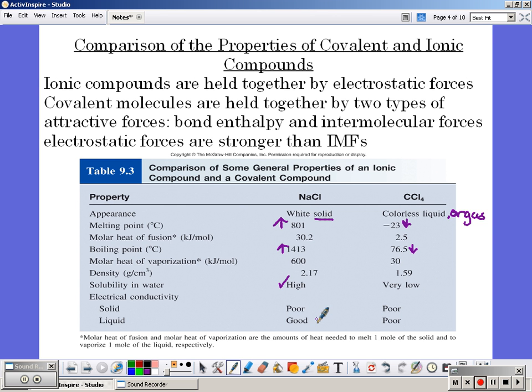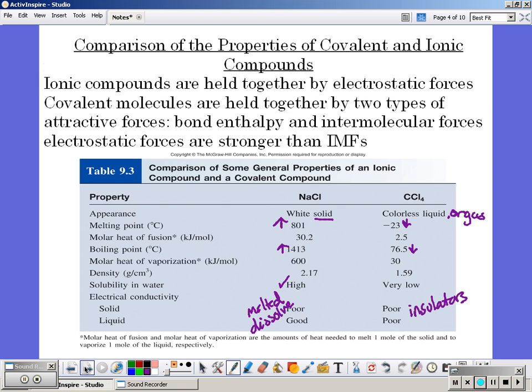Conductivity for ionic compounds is when it's melted or dissolved, but not when it's a solid, and that's because we have to have the free moving charges in order for it to conduct. Covalent molecules don't conduct because they don't have those charges. They're sharing electrons, not transferring them. So they're actually called insulators.